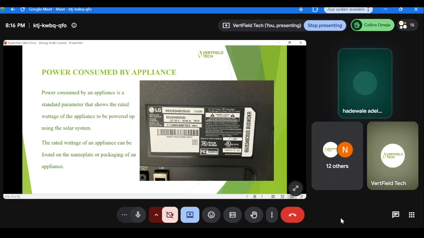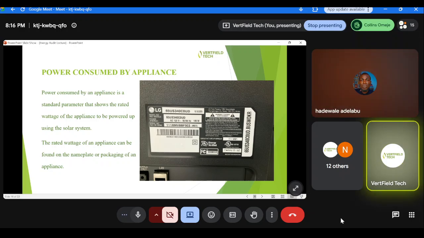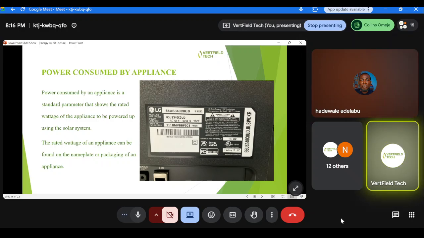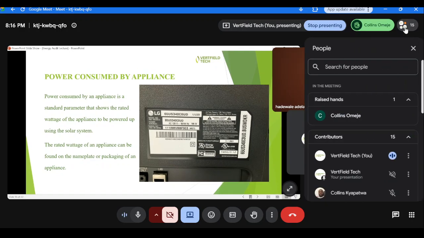Madam, 195 watts. Oh, thank you so much. 195 watts. That is very correct. Our lady engineer, Madam Fabian, are you here with us?